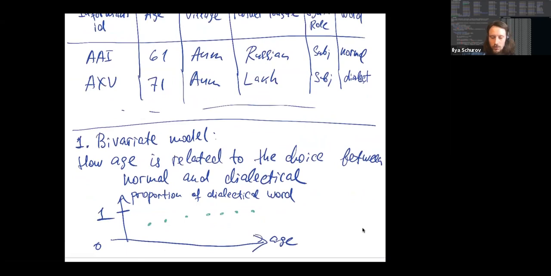So for example, if you have only like 100 informants, then it is possible that you don't have some ages at all. And sometimes we have even smaller number of informants. So this averaging can be a bit complicated. And also it is possible that we have not this kind of data, but something like this.